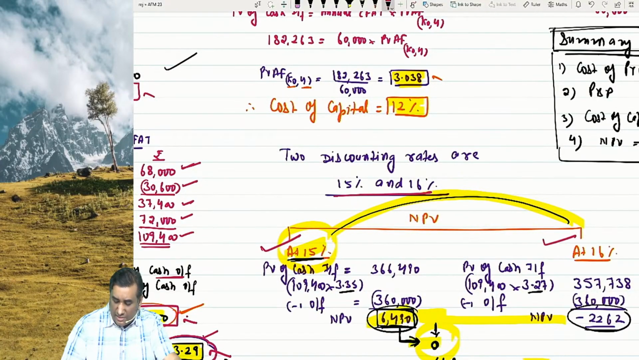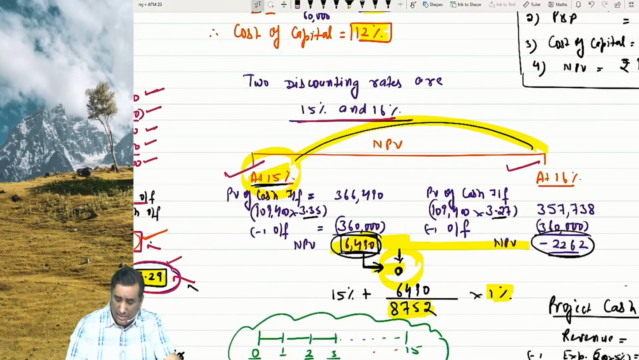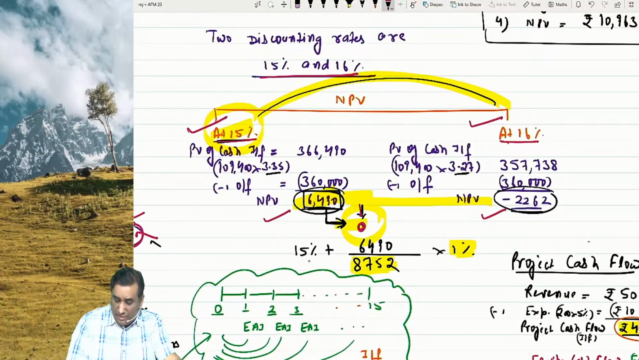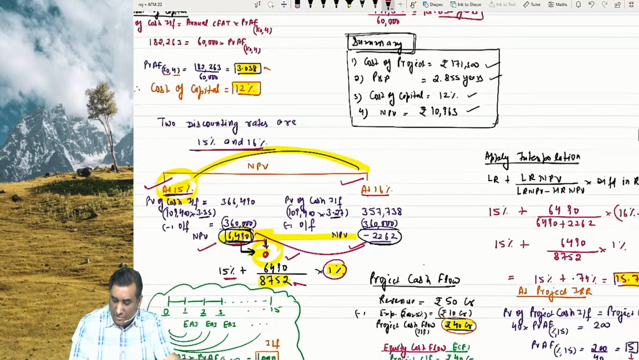Then at 15 and 16 there could be different ways of doing it. I have a very general way of doing it. At 15, I calculate my NPV. At 16, I calculate my NPV. At one rate NPV is positive, at the other negative. I want to go to 0. And then we apply interpolation. That means at 15 percent NPV, we are standing here. We need to cover this distance, 6490. The difference of these two is 87852, into 1%, and that gives me the IRR.